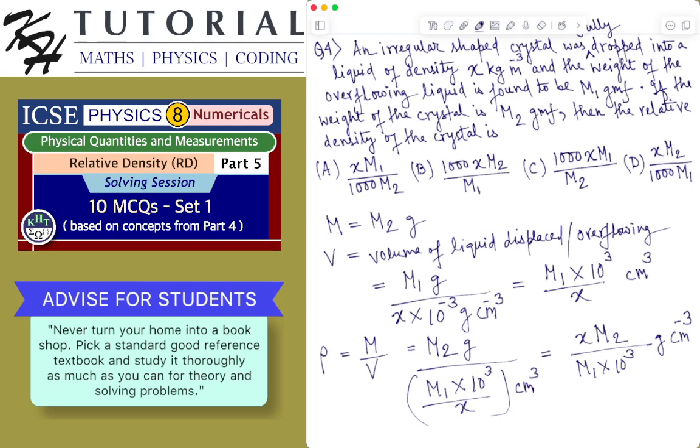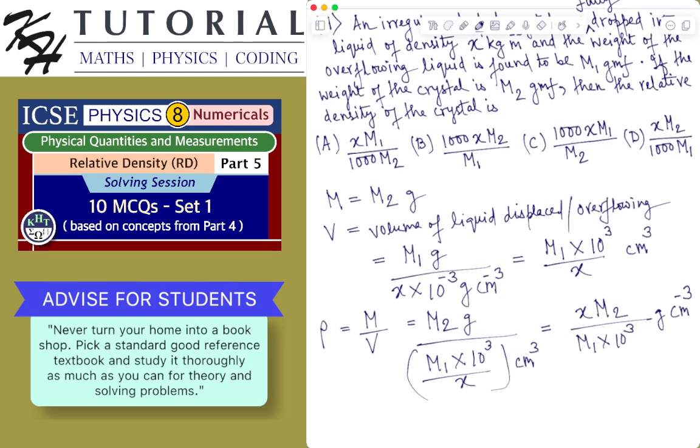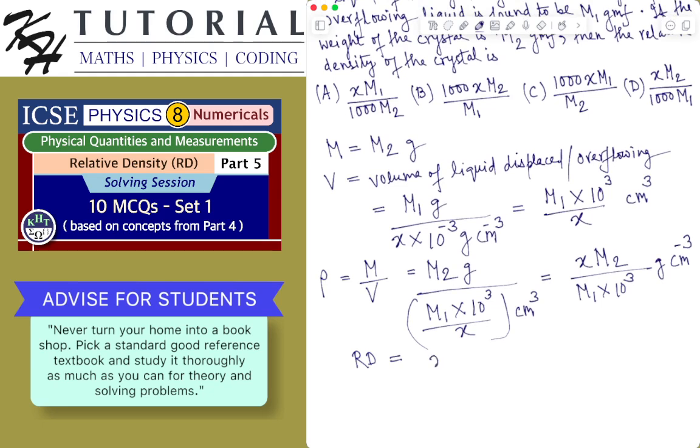So we have found the density of the crystal in gram per centimeter cube, and we know that from the relation between density and relative density, in gram per centimeter cube, the density of a substance is equal to its relative density. So we can right away say that the relative density will be x times m2 divided by m1 multiplied by 10 to the power 3. This should be the relative density of the crystal. Now let's see.